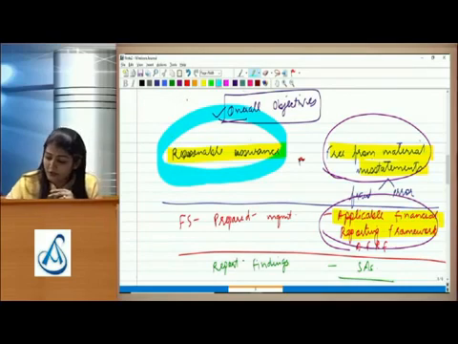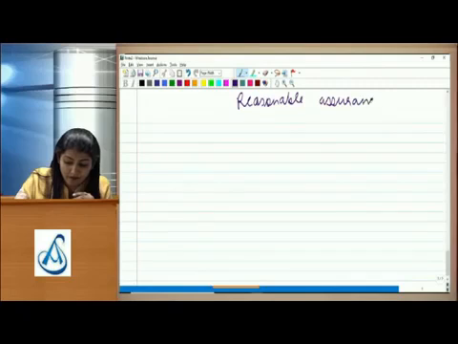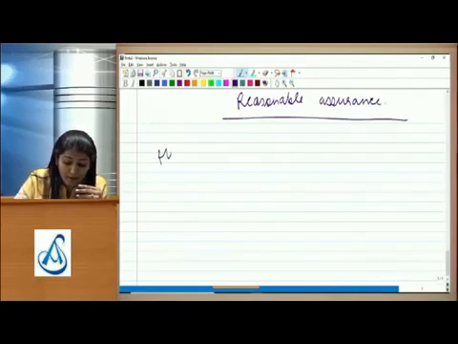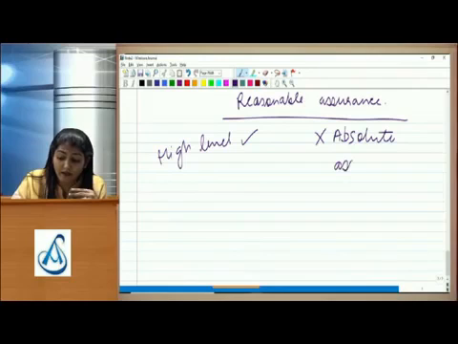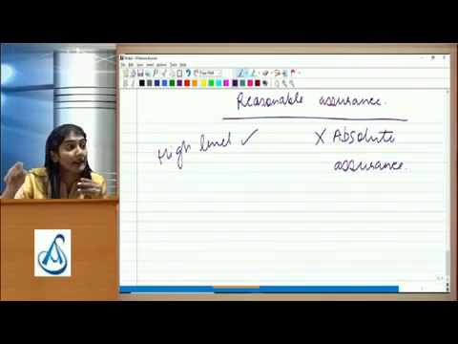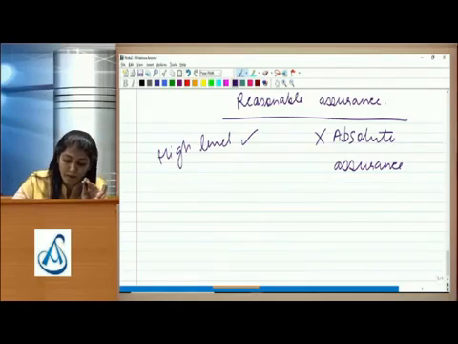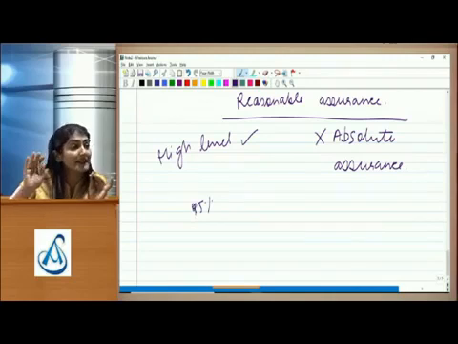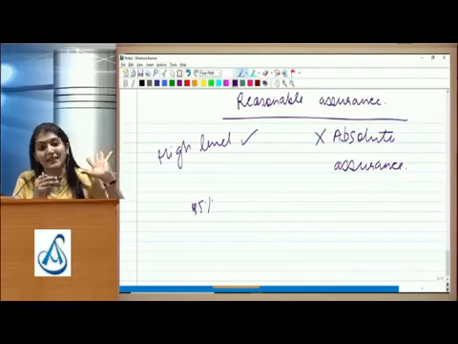Why not absolute? So now we come to the third term, reasonable assurance. Reasonable assurance has been defined to be a high level of assurance, but not an absolute assurance, not 100%. 99.999999% assurance, but not 100%. Just to be more practical, let me say 95%, 97% assurance that I am telling you that these financial statements are free from material misstatement.